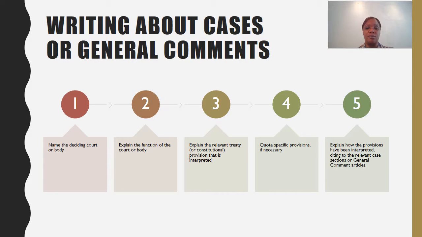When you write about cases or general comments, you want to keep these 5 points in mind. First of all, think about naming the deciding court or the treaty body. Explain the function of the court or treaty body. For example, if it has the monitoring function, explain that in your statement. You would also need to explain the relevant treaty or provisions that are being interpreted. Finally, you might need to actually quote those provisions. And the last thing that you may have to do is look at how it's been interpreted by a court or by the treaty body in a general comment or in a case.